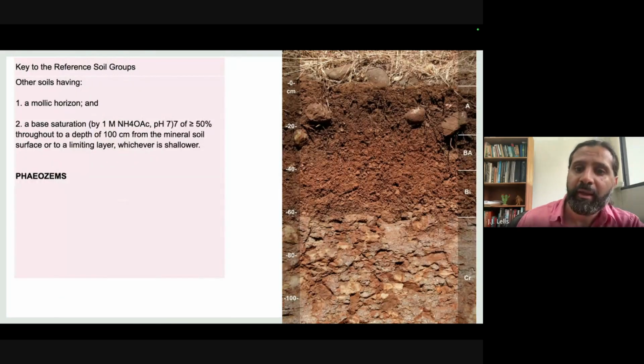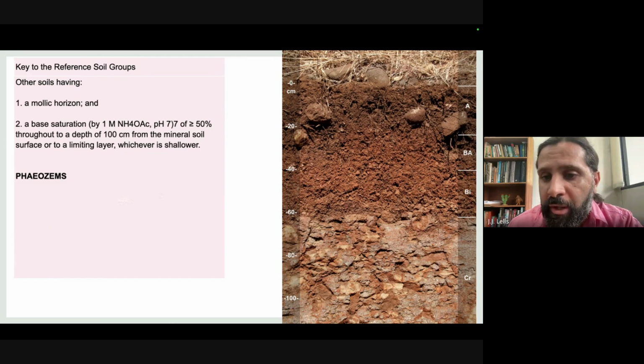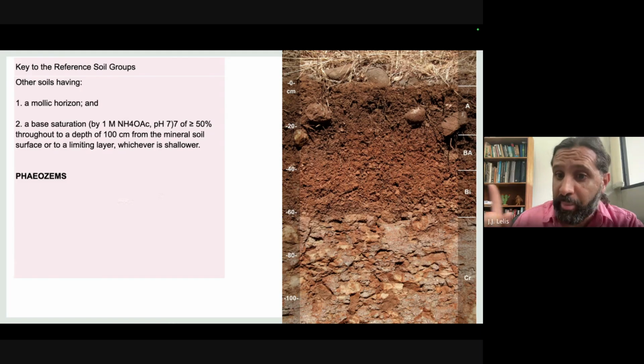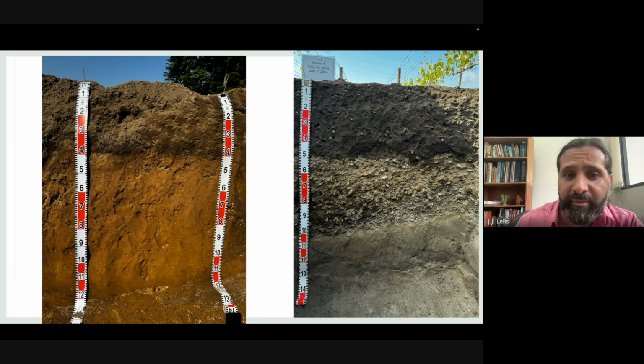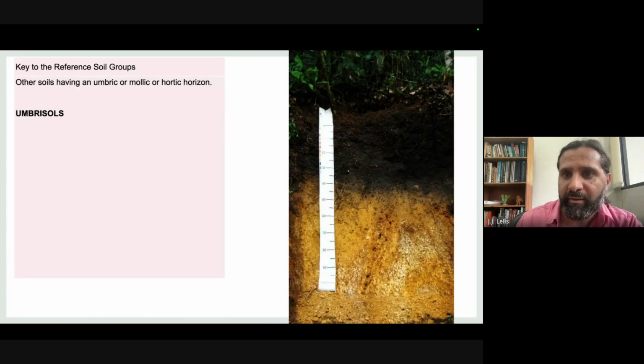And here, less dark, less enriched in organic carbon, less strong or more weak, above nothing, above no cementation of calcium carbonate, above no precipitation of secondary calcium carbonate, but high base saturation. The base saturation should be equal or higher than 50%. Okay? And then we meet the less organic enriched soil, but a mineral soil. These are the umbrisols.